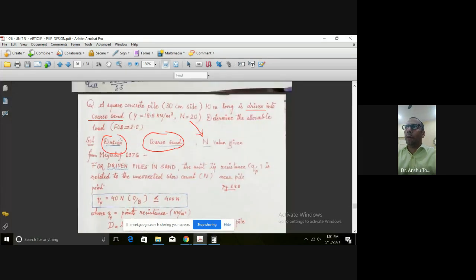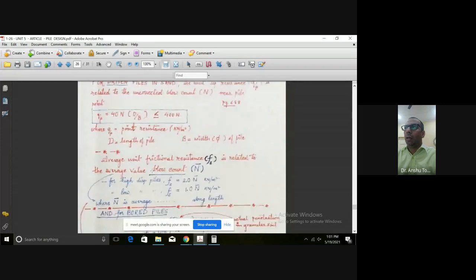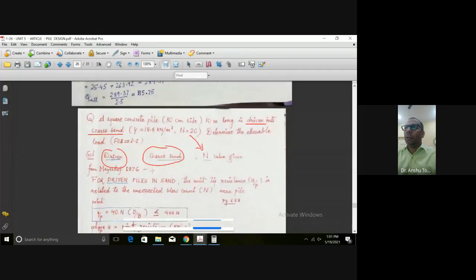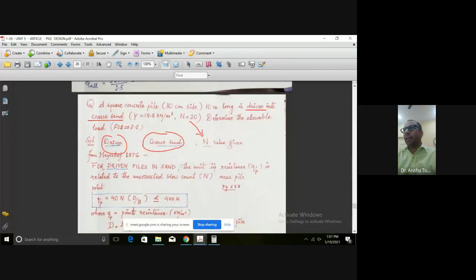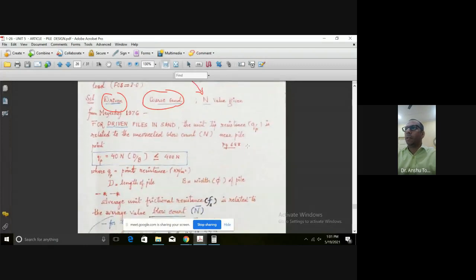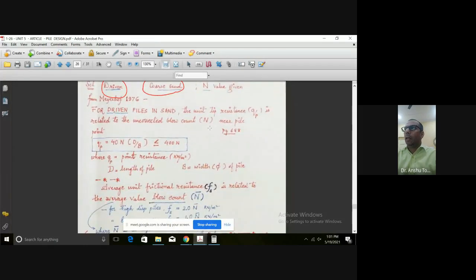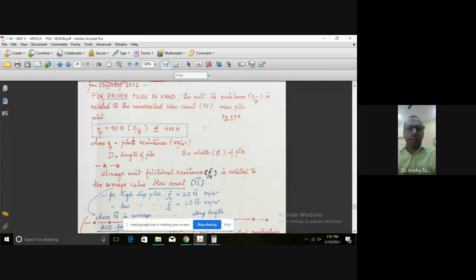So for this case, as we have done earlier, for driven piles in sand, the unit tip resistance comes out to be based on the N value, which is going to be the main thing deciding the point resistance. Whatever we get from the SPT, the standard penetration test, that uncorrected N value as given in the question is going to define the ultimate bearing tip value.